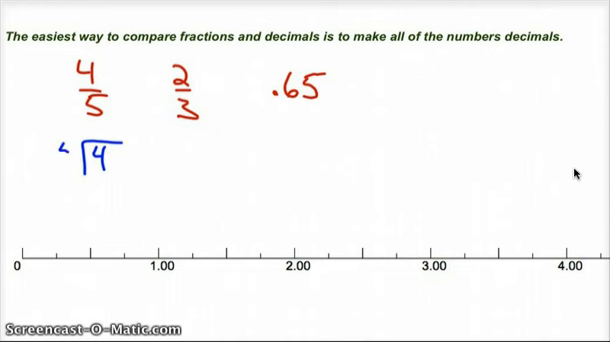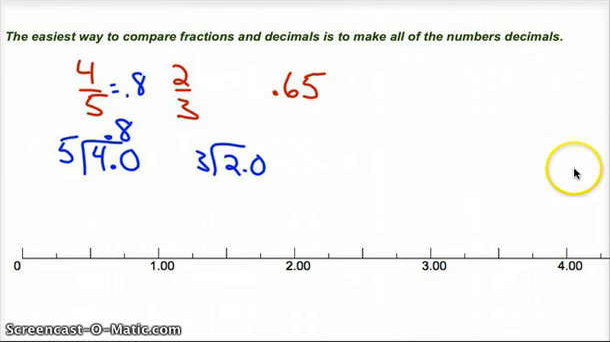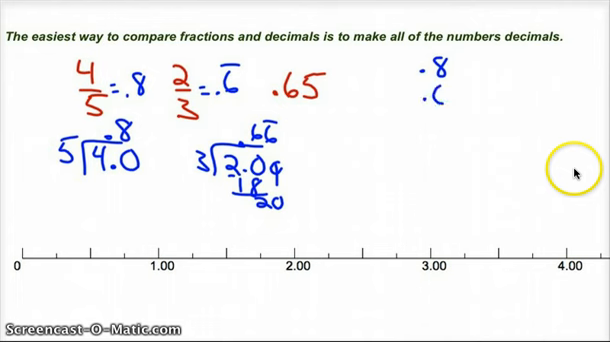Okay, so 4/5, I'm going to divide numerator 4 by the denominator 5. 4/5 is equal to 8/10. 2/3, again, I'm going to divide the numerator by the denominator. Okay, I can see this is a repeating decimal. So I'm going to put the line over the top. 2/3 is equal to 6/10 repeating, and I already have a decimal here. Okay, so my three decimals are 8/10, 6/10, and 65/100. So let's see what that would look like on a number line.